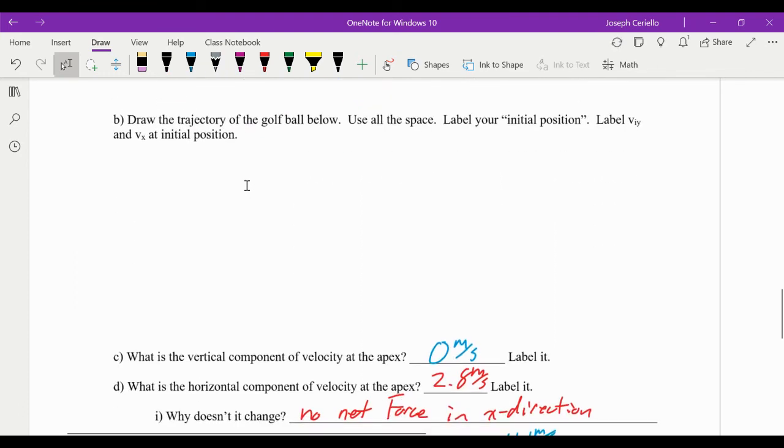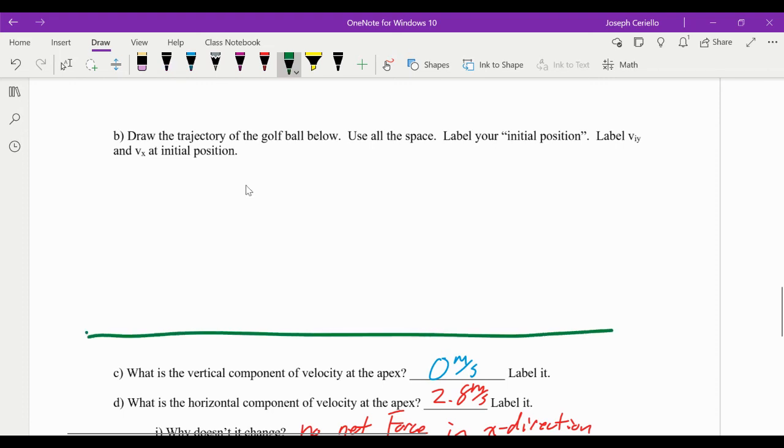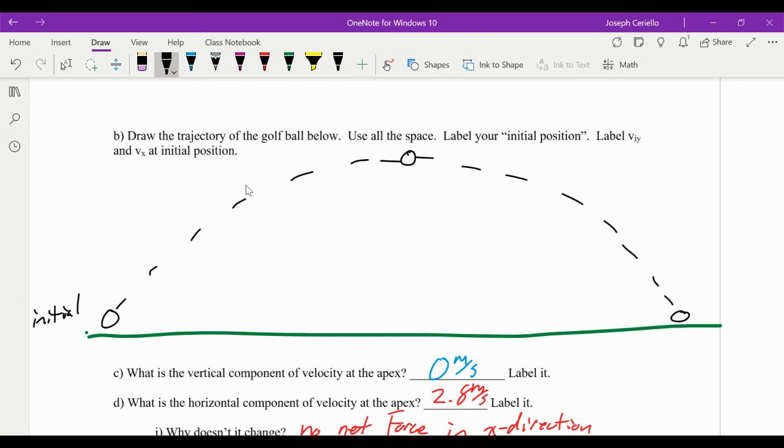So it says draw the trajectory of the golf ball. Use all the space, label your initial position, label V initial Y and Vx at the initial position. So let's draw the ground really quickly. Here's our ground. Here's our golf ball at the initial position. Ball goes through the air. All right. So we have the initial position. V initial Y, we just said was 4.15 meters per second. And Vx, we said, was 2.8 meters per second.